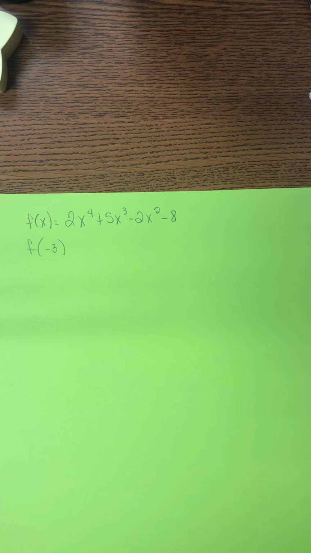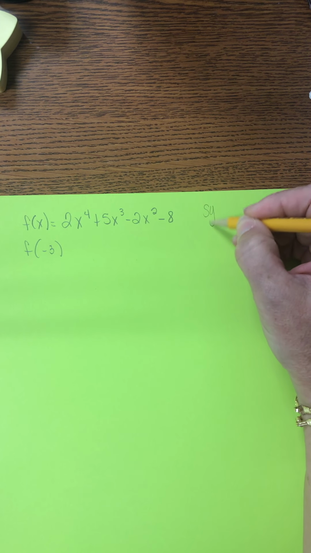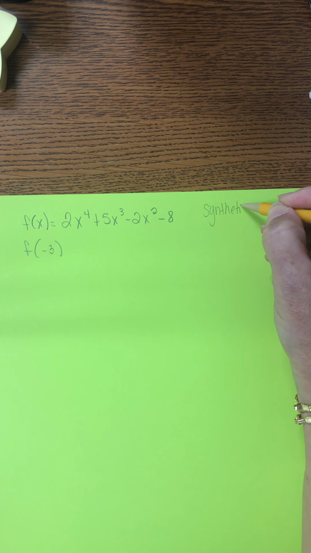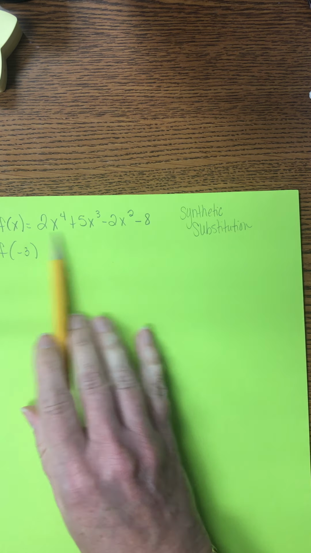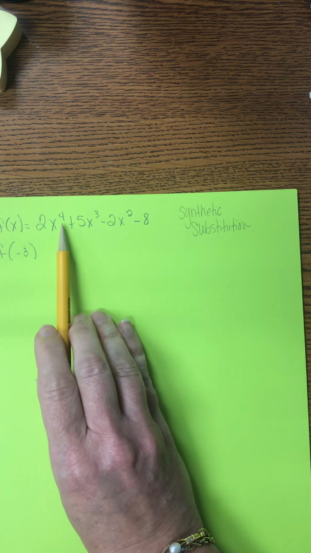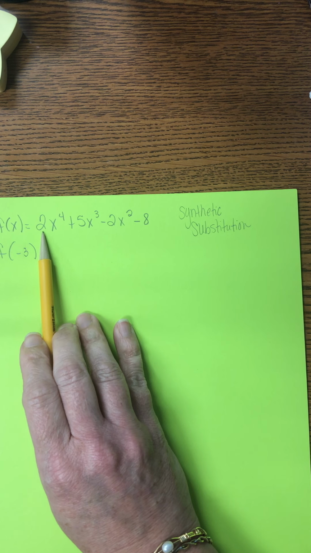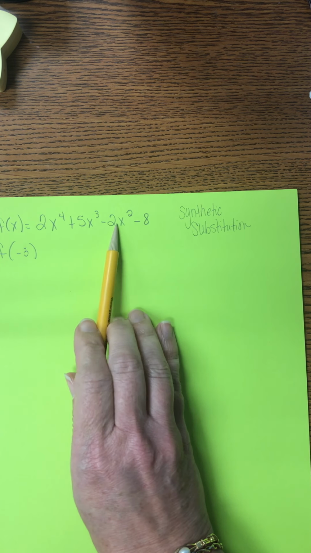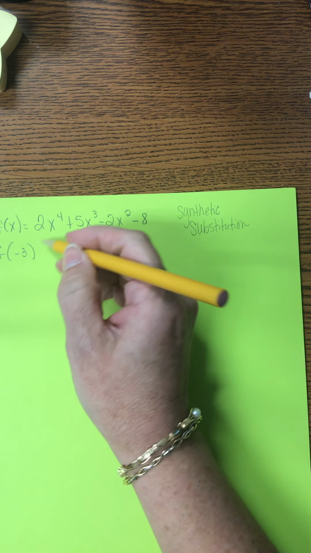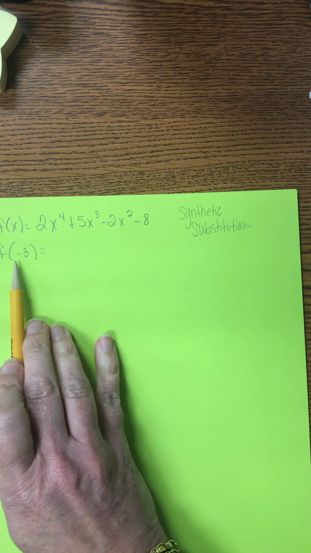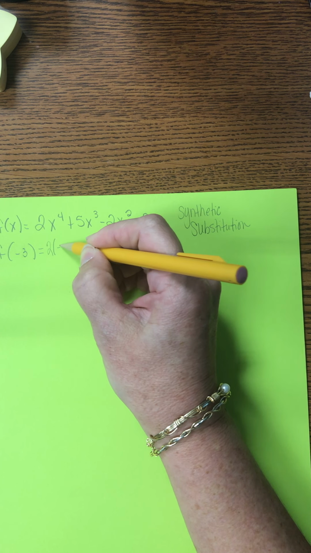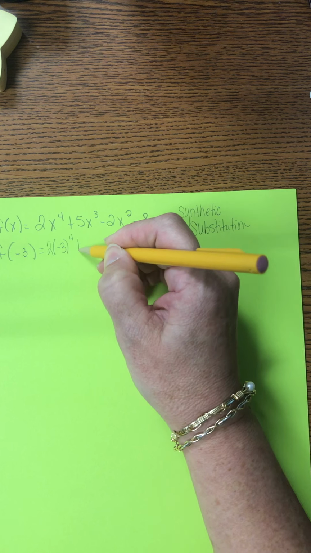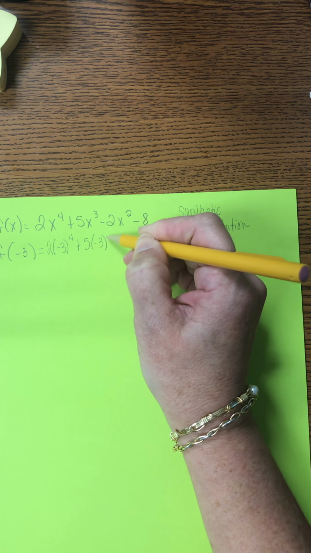Okay, so let's look at synthetic substitution. Look at the polynomial function that we have here. We have a degree 4 with a leading coefficient of 2 and 1, 2, 3, 4 terms. So if we wanted to substitute in and find f of negative 3, I would go through this polynomial function, and every time I see an x, I would replace it with negative 3.